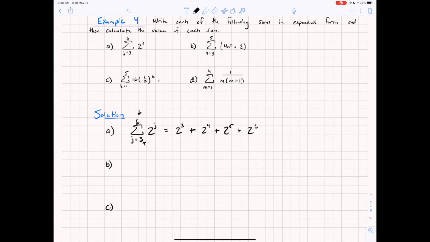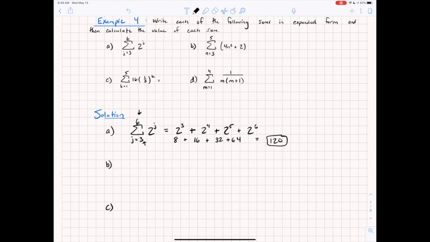2 to the third is 8. 2 to the fourth is 16, plus 32, plus 64. And then either doing this by hand or using a calculator, you'll find the sum to be 120. That's it. That's sigma notation.